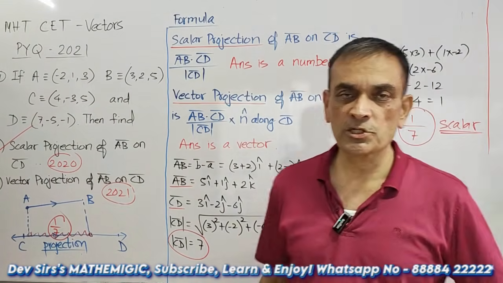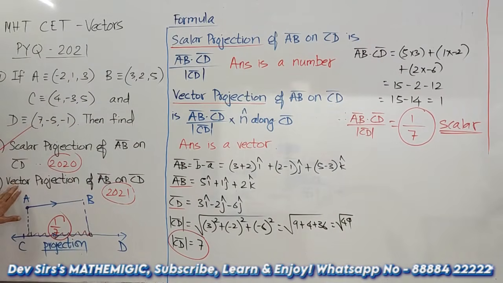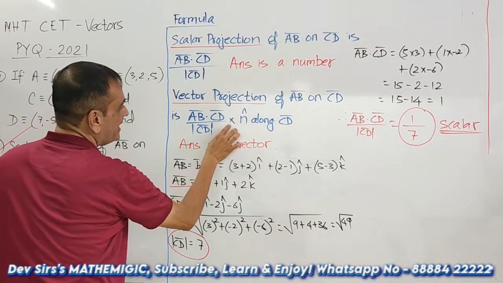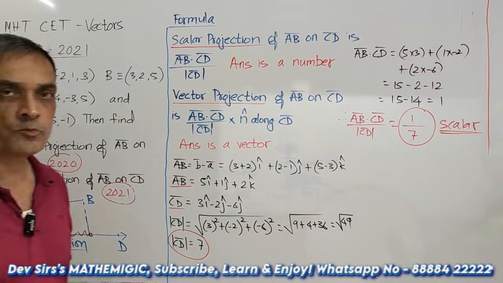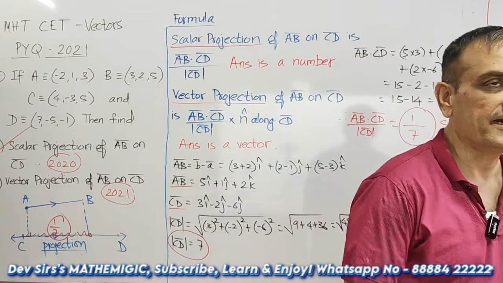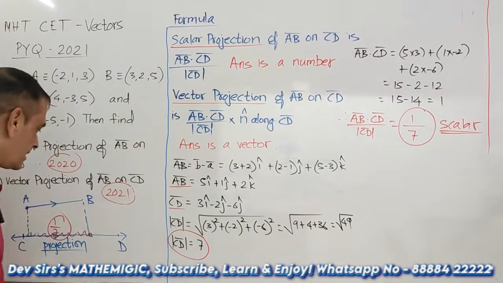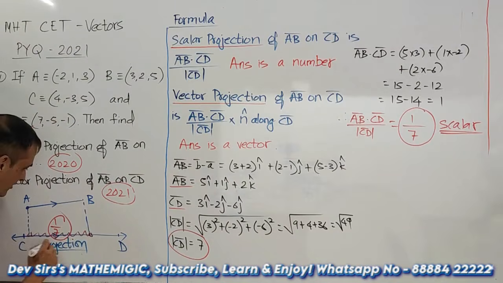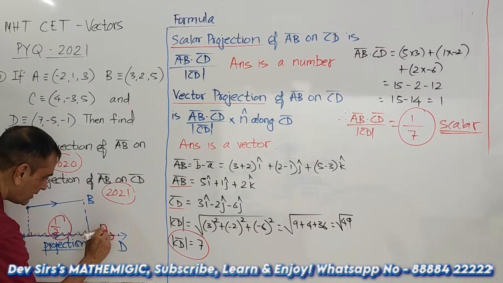Now vector projection means the second one. Vector projection of AB on CD is the same formula multiplied by n cap along CD. The answer should be in terms of a vector. That is why n cap along CD, the unit vector along CD, is needed. It is like this. n cap is somewhere over here, a small vector. I'll show it here.